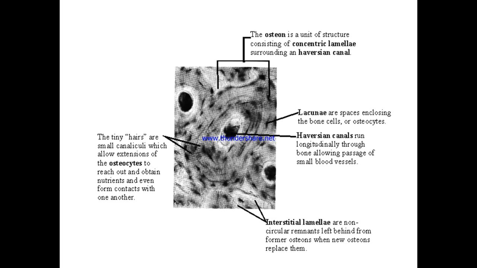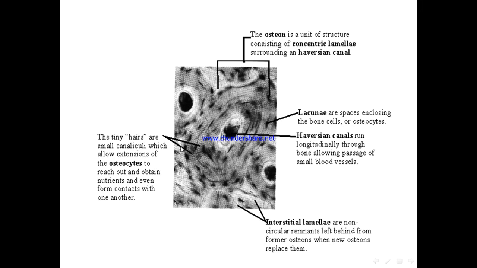This is the osteon, which is a unit of structure consisting of concentric lamellae surrounding the Haversian canal. This is Haversian canal. Lacunae are a space enclosing the bone cell or osteocyte.